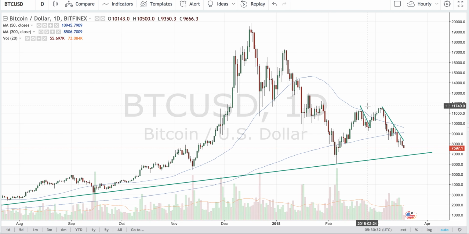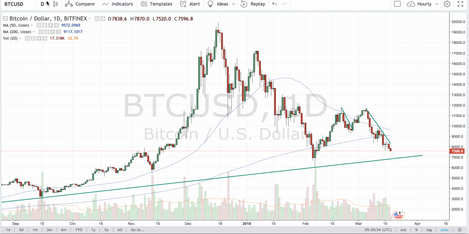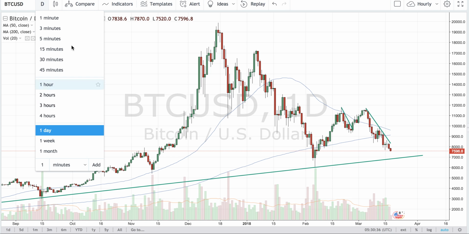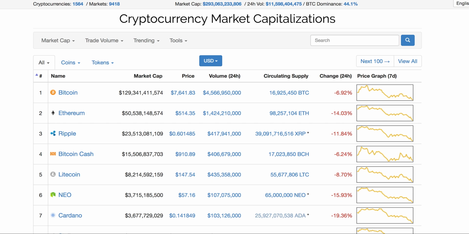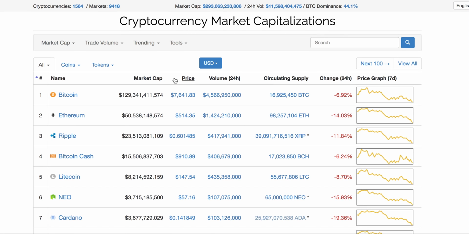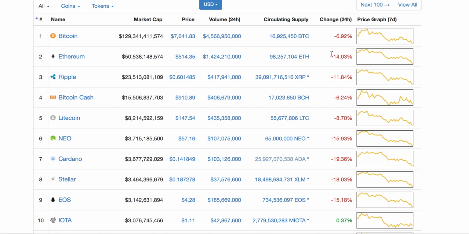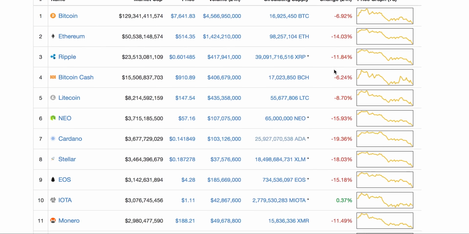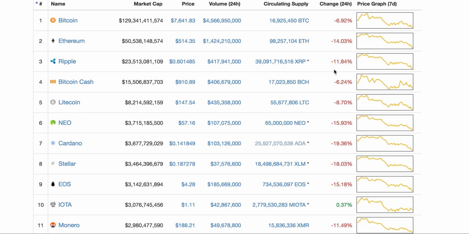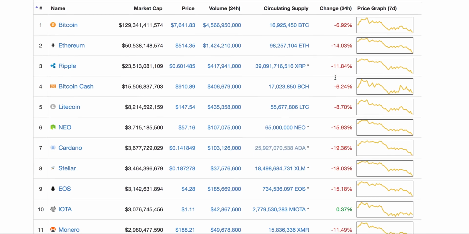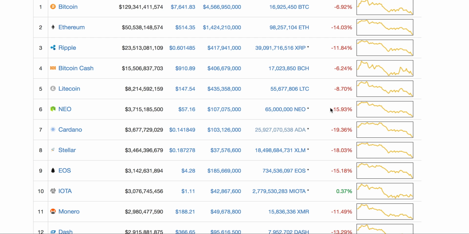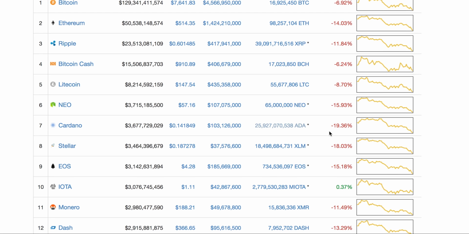So this is definitely a sign of a bearish trend. Now let's go back and see how the rest of the market is doing. So I'm looking at CoinMarketCap, and you see that typically when we get into a bearish trend, the other coins fall even harder. And this is again not a good sign. That means it's pretty negative all around. We are looking at big drops on most of these coins.